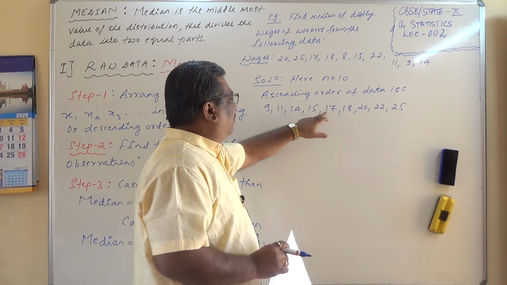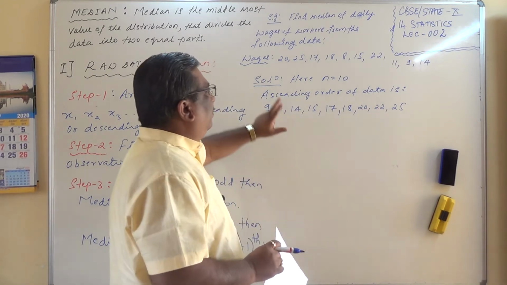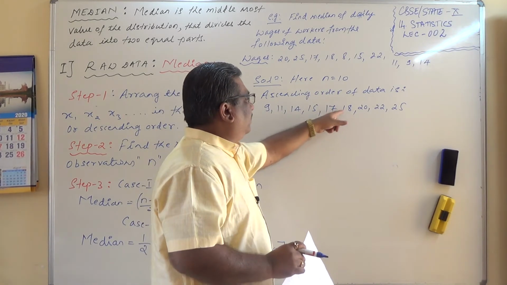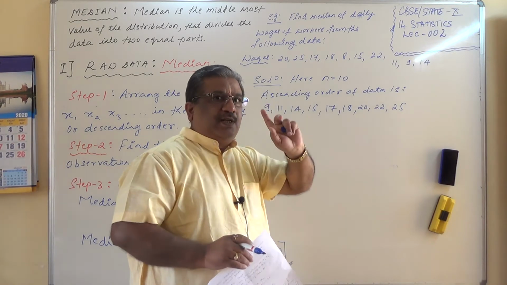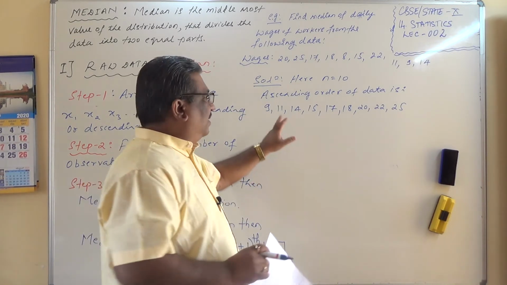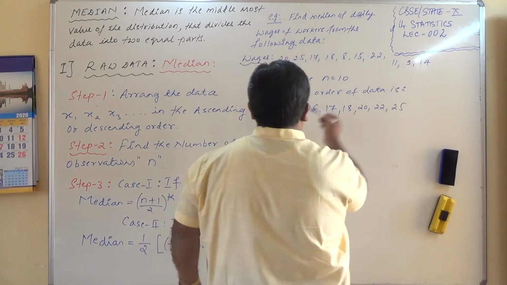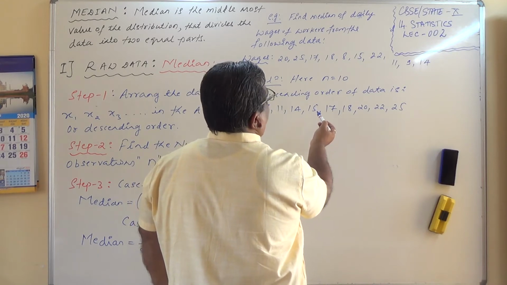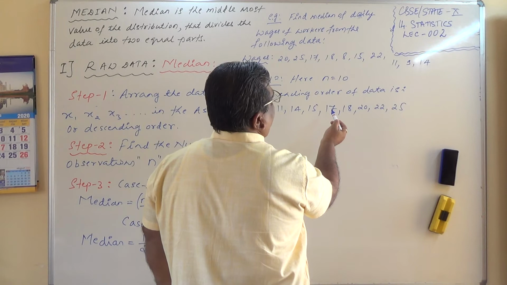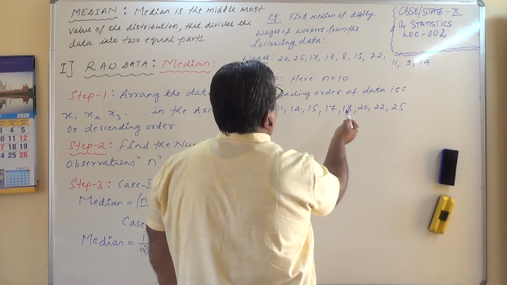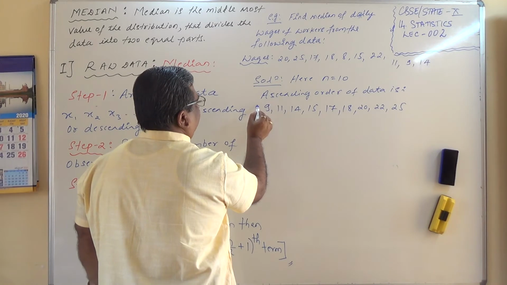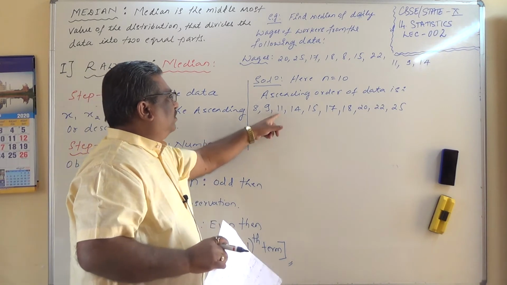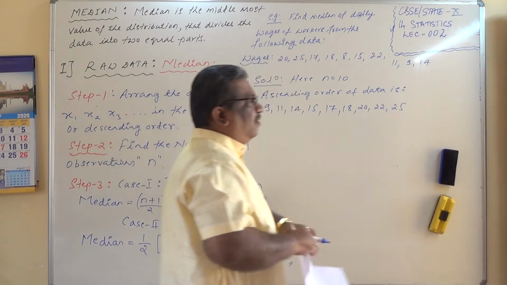So 1, 2, 3, 4, 5, 6, 7, 8, 9. So I missed one observation. We require 10, isn't it? One more is required, and therefore it is always preferable to count once again. So let us see once again. 9, 11, 14, 15, 16 is not there, 17 only once, 18, 8. 8 is missing. This is 8 here. So I hope you are able to understand. Now check once again. 1, 2, 3, 4, 5, 6, 7, 8, 9, 10. Okay, it matches now.